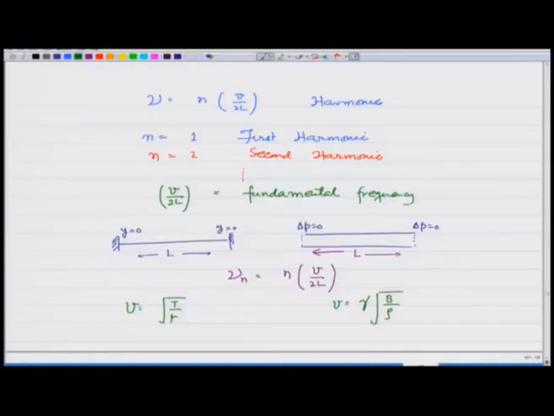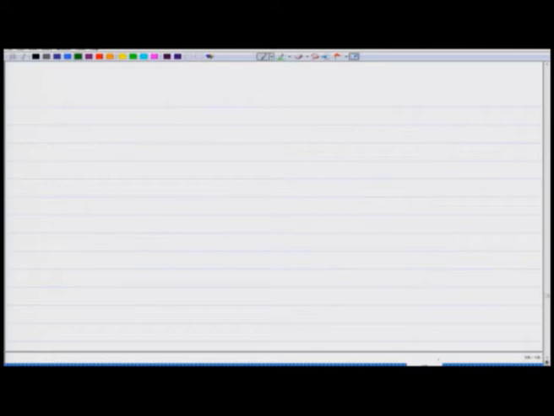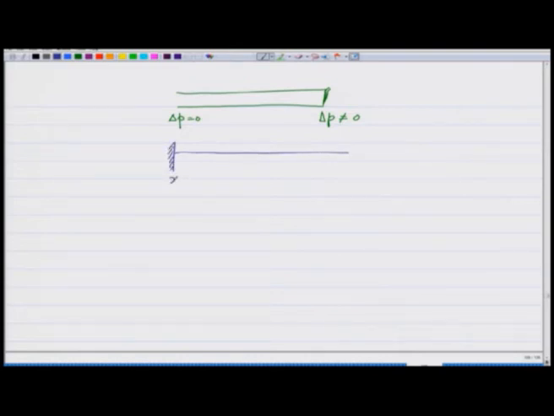Now, similarly, I can also consider now the case of closed string. Similarly, I can consider the case of closed pipe, in which case delta P at this end will not be equal to 0, whereas delta P at the open end is 0. This, recall, is exactly the same case as the string, where the left end of the string is tied and the right end is being moved with some amplitude A.